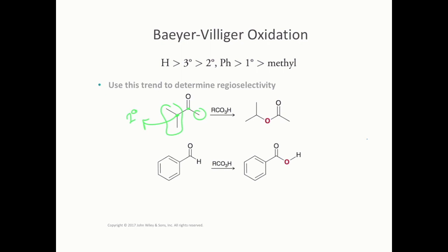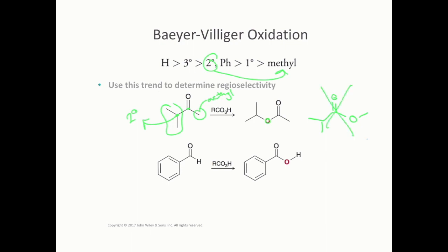And then that means this would just be a methyl. So we have a secondary alkyl group versus a methyl. So the secondary is going to be better at migrating than the methyl. So we insert the oxygen between the isopropyl and the carbonyl, not the other way around. So this is not what we get.